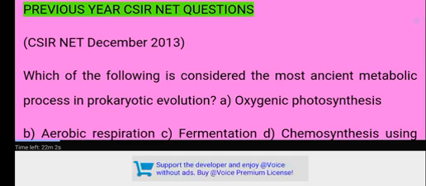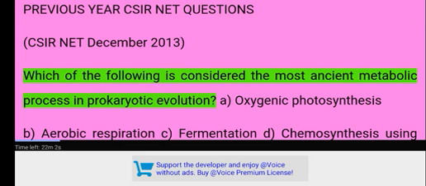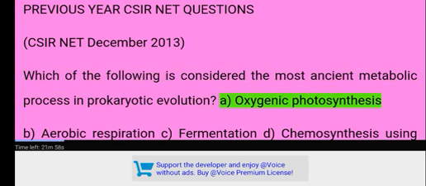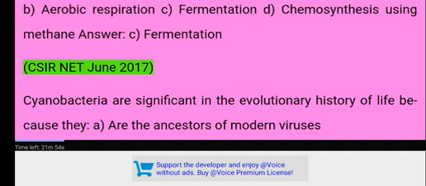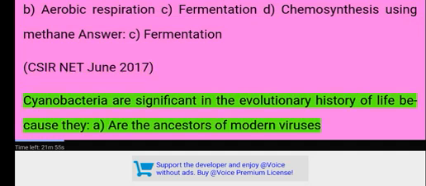Previous year CSIR-NET questions. CSIR-NET December 2013. Which of the following is considered the most ancient metabolic process in prokaryotic evolution? A. Oxygenic photosynthesis. B. Aerobic respiration. C. Fermentation. D. Chemosynthesis using methane. Answer. C. Fermentation.